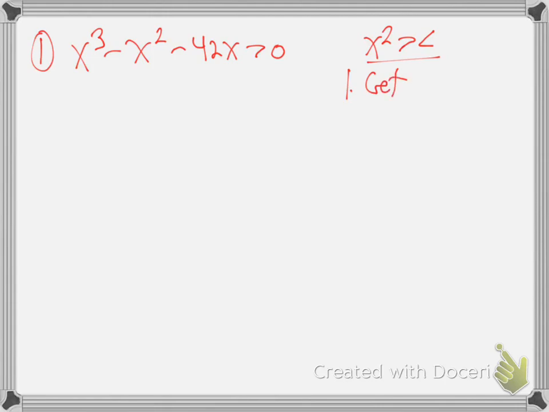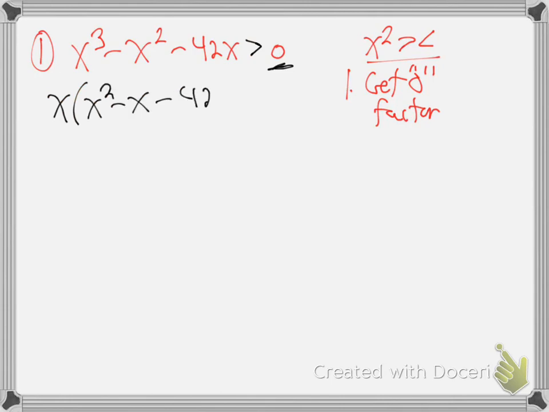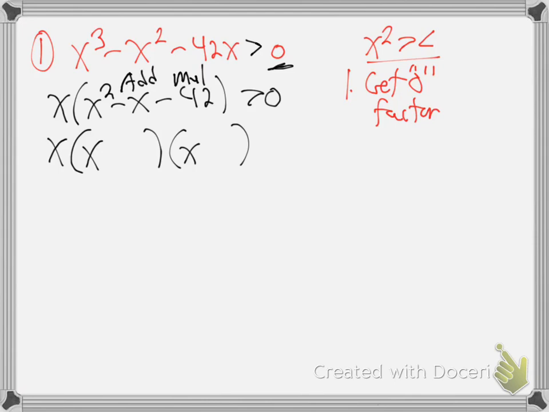Step 1, get a 0 and factor. So let's do that. And we've got a 0 already, but this is a greater than sign here, let's factor. So that would be x. Take out an x as the GCF, and then factor what remains. You're looking for two numbers that multiply to be 42 and add to be -1.